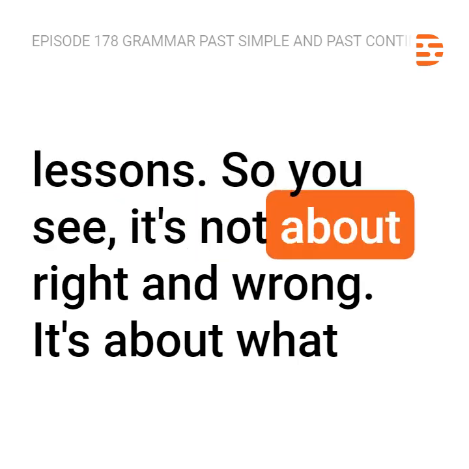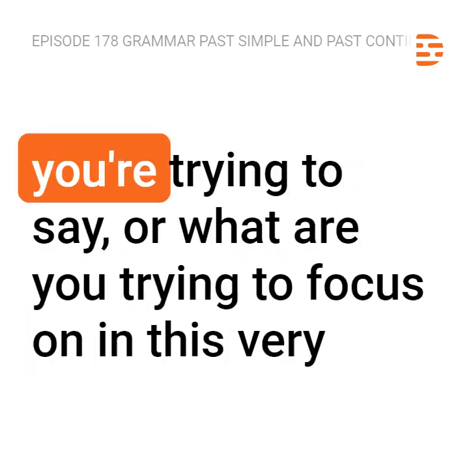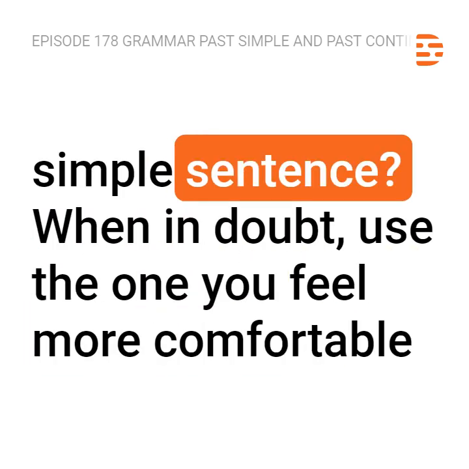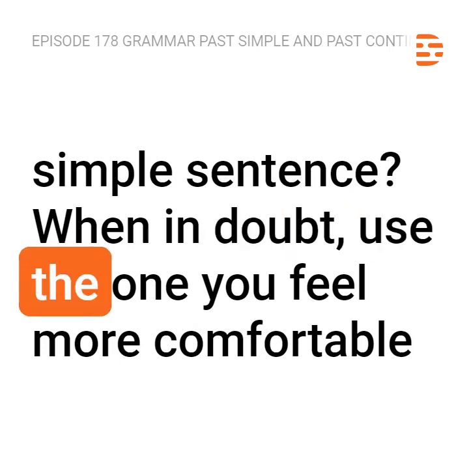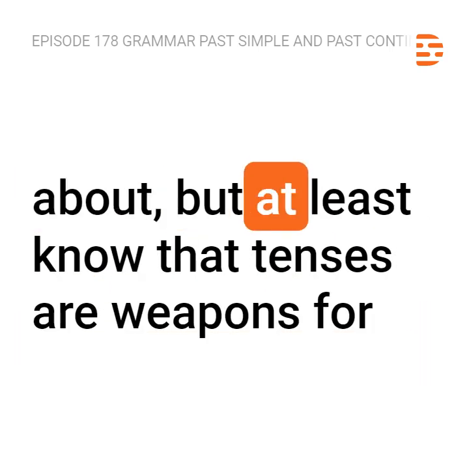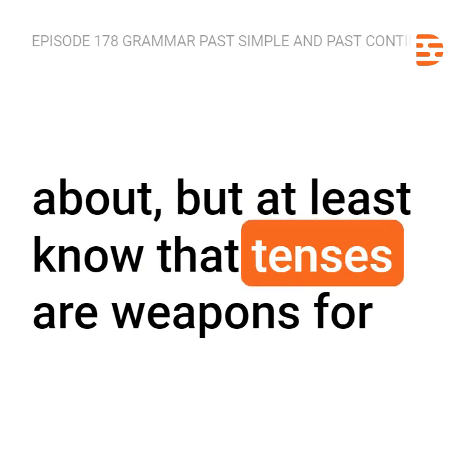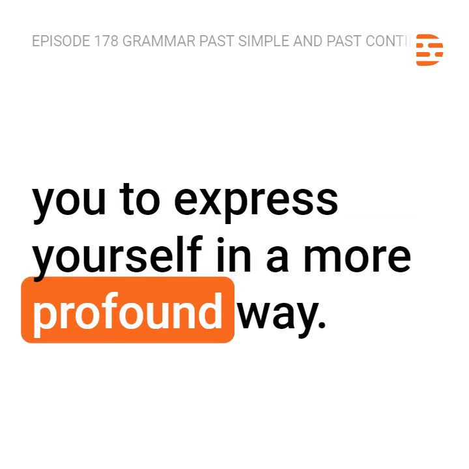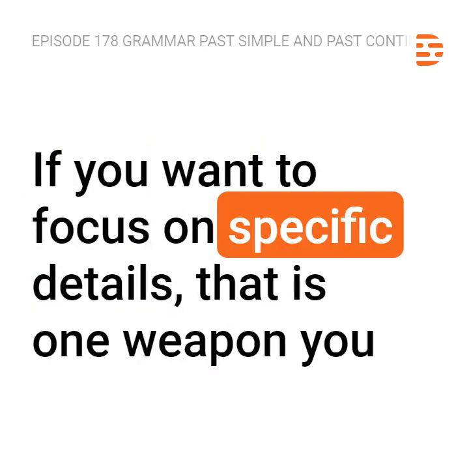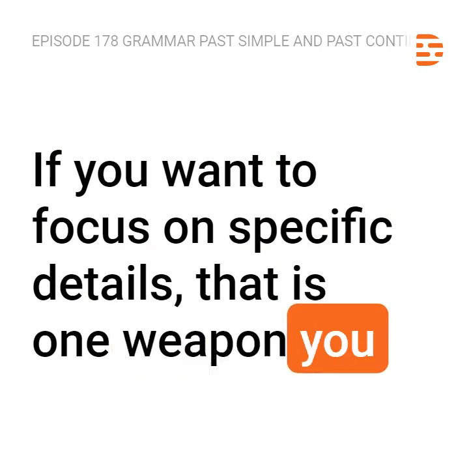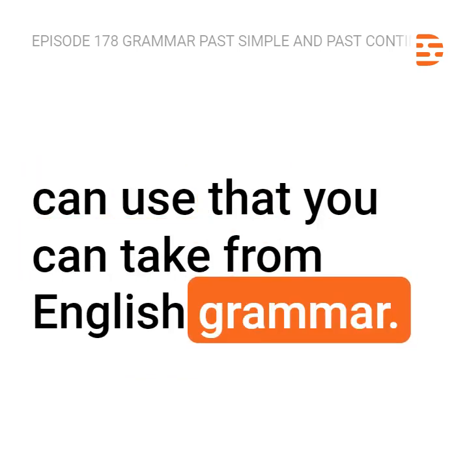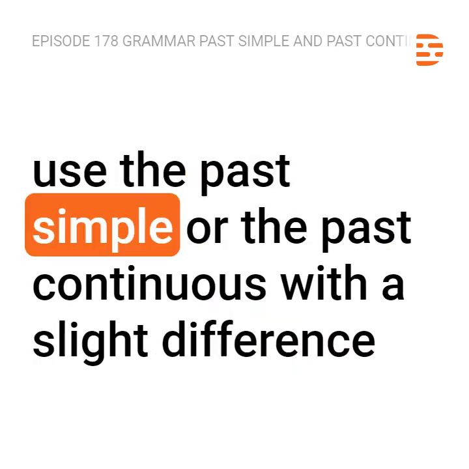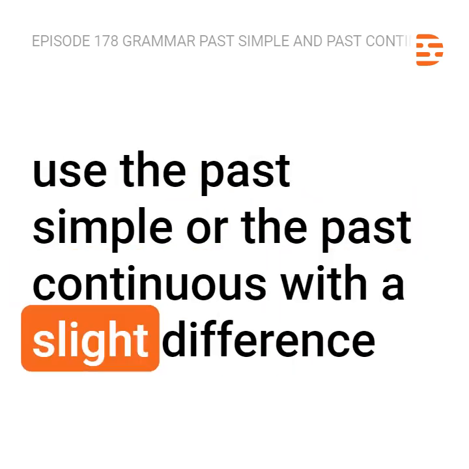So you see, it's not about right and wrong. It's about what you're trying to say or what you're trying to focus on in this very simple sentence. When in doubt, use the one you feel more comfortable about, but at least know that tenses are weapons for you to express yourself in a more profound way. If you want to focus on specific details, that is one weapon you can take from English grammar. All right, now we will talk about another situation when we can use the past simple or the past continuous with a slight difference in meaning.